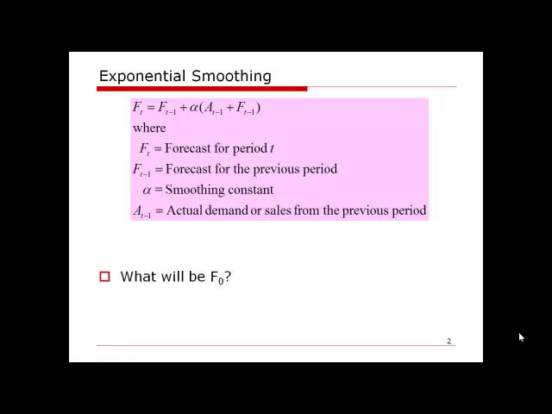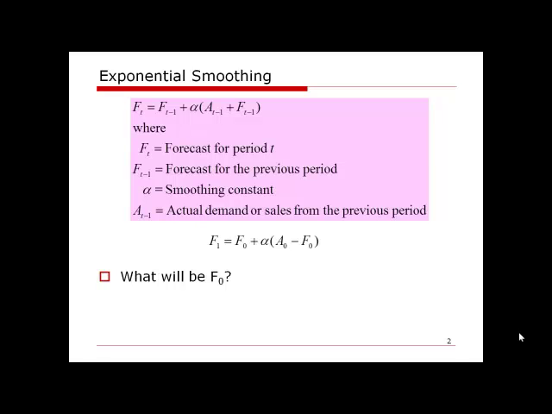Now, the problem for the exponential smoothing is when we first set up the forecasting, for the first exponential forecasting we actually do not have a previous forecasting to rely on. So the question is, what should be the first forecasting in the exponential smoothing? We basically take a look at it.